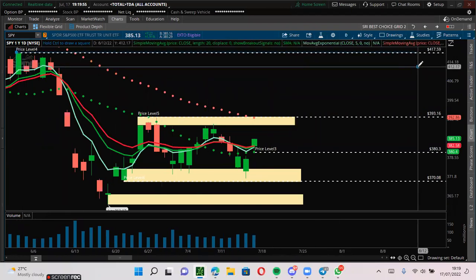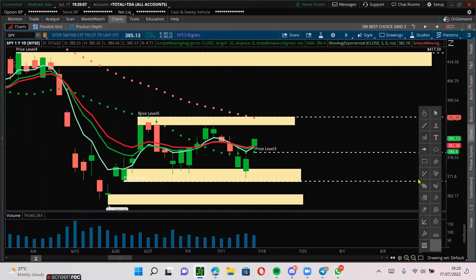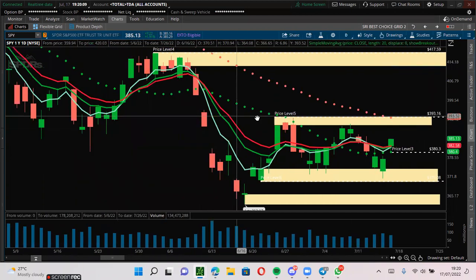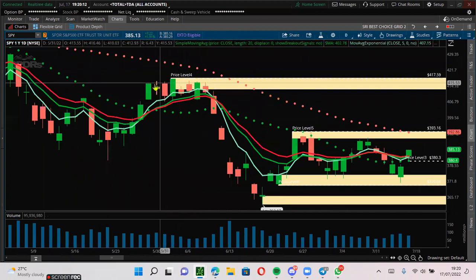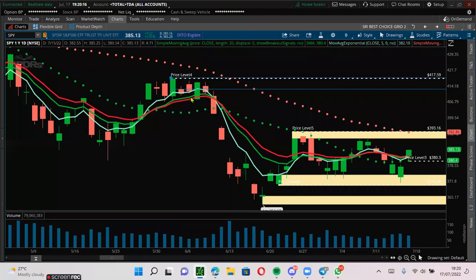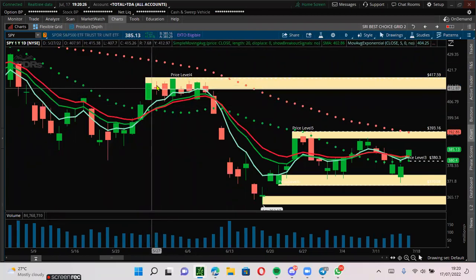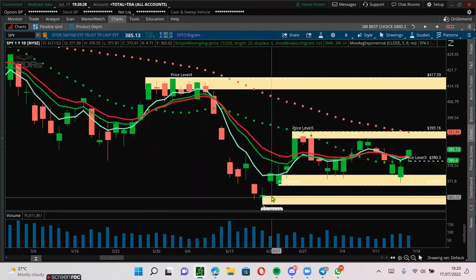I just start wherever the market is selling off. At these levels, the market is selling off. If you see here, at these levels, the market is selling off. You can even extend this; I'll activate this drawing and extend it right here. At this level, the market found a resistance and eventually came back.